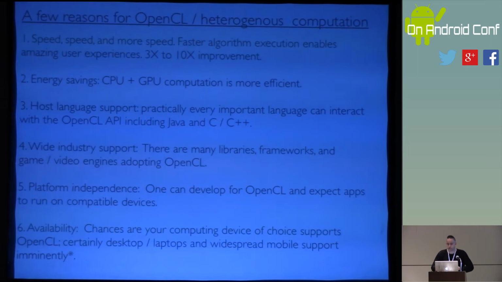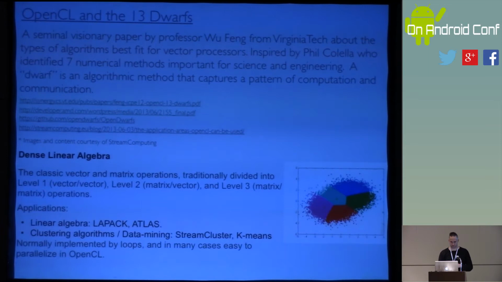So, yes, the 13 Dwarfs, a seminal paper put out by Professor Wu Feng from Virginia Tech a couple of years ago, tried to describe 13 algorithmic areas that capture patterns of computation and communication geared towards vector processors, OpenCL-type parallel programming. I'm going to go through some of these quickly. You could take any one of these areas and easily sit here and do a 50-minute presentation on applications of that particular area.